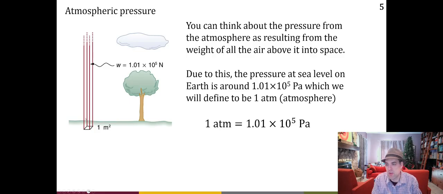And that weight over that area, we can determine what the atmospheric pressure is going to be. And that's going to be 101,000 pascals, or 1.01 times 10 to the 5th pascals. This is also called atmosphere, or ATM. Now this is the number at sea level. It'll be different at different altitudes, but for the most part, we're just going to be looking at sea level.